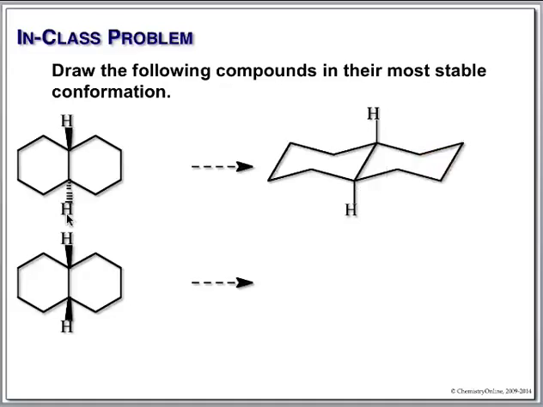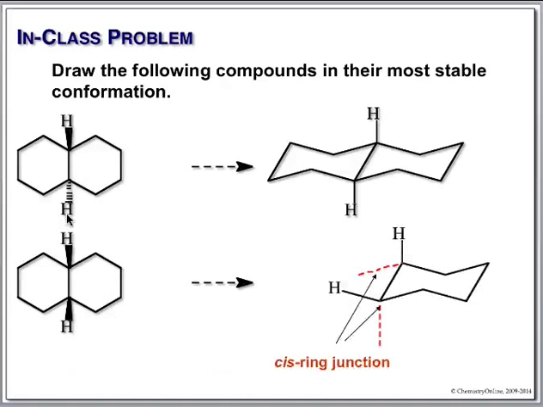Things like cholesterol are a series of fused rings. In cholesterol, all of the ring junctions are trans, making the molecule big and flat. We can also have a cis ring junction. Here, the two hydrogens are pointing up, so they're on the same side, aren't they? So let's draw this the same way. Here's our ring with the two hydrogens pointing up, axial and equatorial.